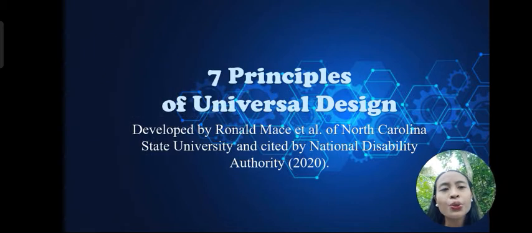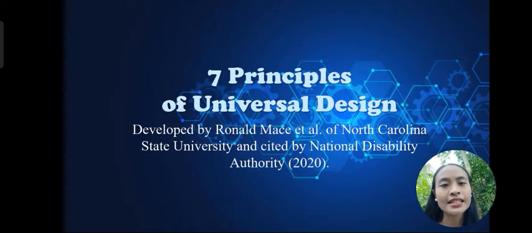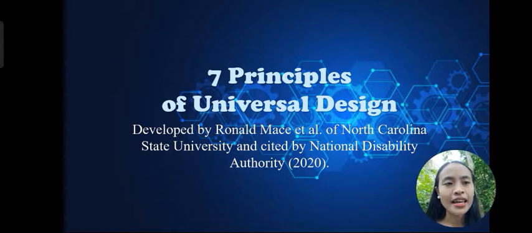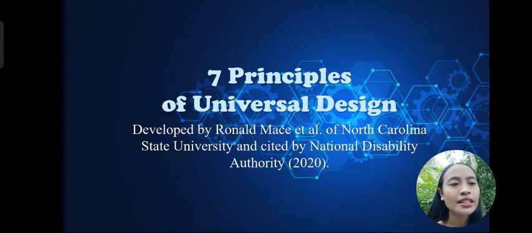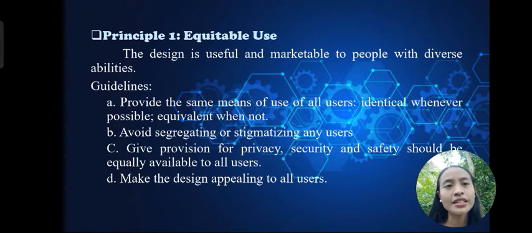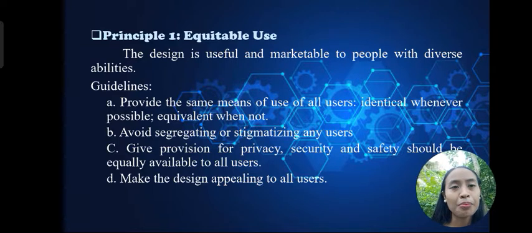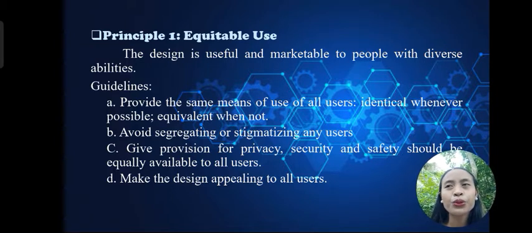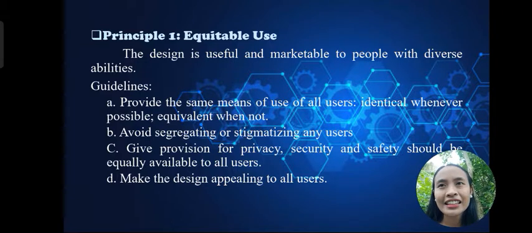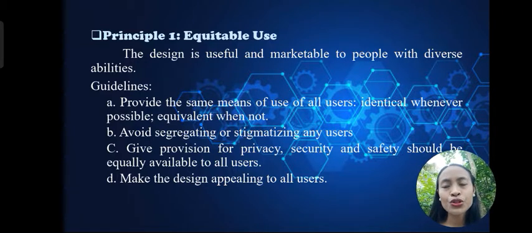Next slide. Here are the 7 principles of universal design, which were developed by Ronald Mace et al. of North Carolina State University, and then cited by the National Disability Authority, 2020. The first principle is equitable use: the design is useful and marketable to people with diverse abilities. In discussing the 7 universal design principles, note that I will be anchoring it in the teaching-learning process, meaning the users are the teachers, us, and our students.